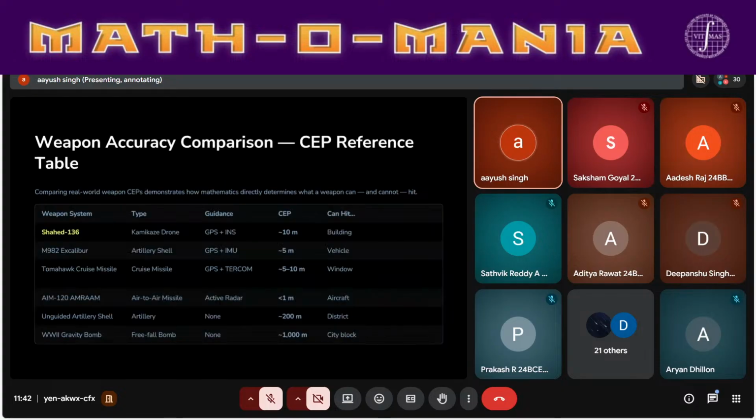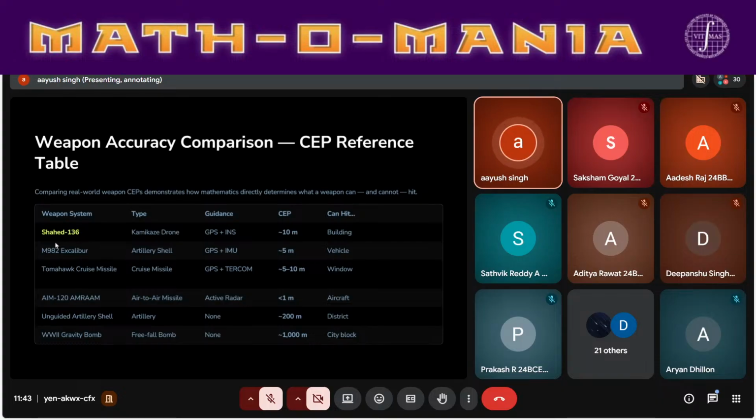Let's move ahead. Now let us see the comparison of the weapon accuracy table of several weapons. As we have discussed, Shahid is a kamikaze drone. It uses a guidance which is GPS plus INS and has a CEP of around 10 meters. It can hit a building.